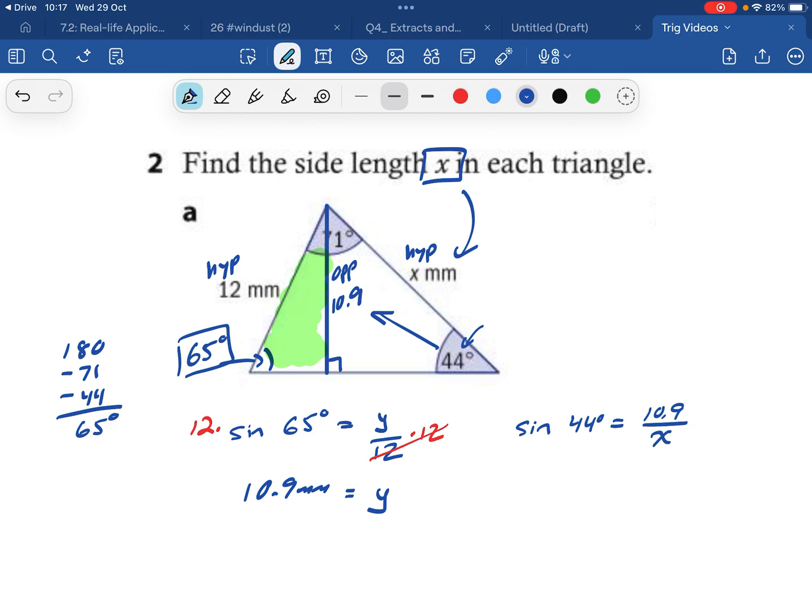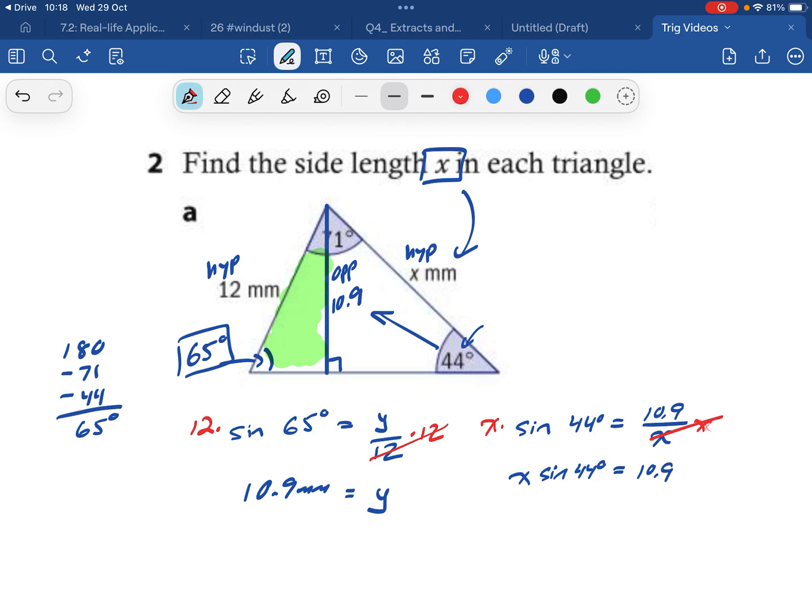This is a little different than the first problem in that I'm going to take two steps to solve it. So first off, I'm going to multiply both sides by X. And that's going to get rid of the X on the right side. And the second step is I need to get the X by itself. So let me rewrite this. X sine 44 degrees is equal to 10.9.